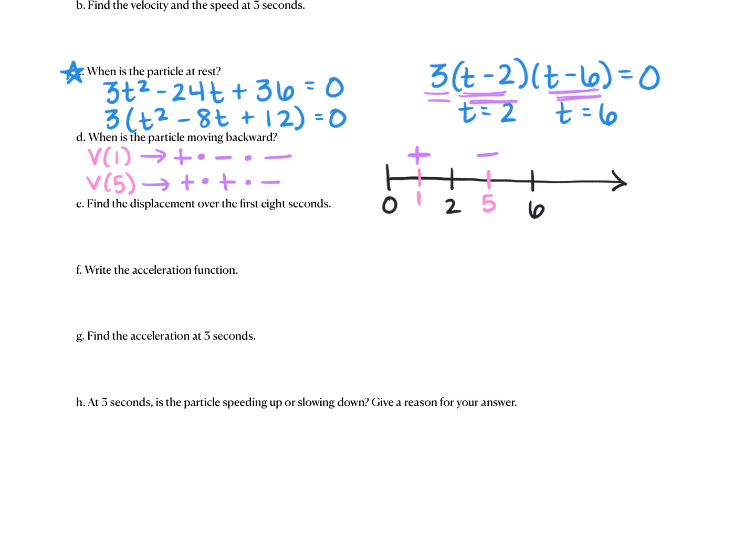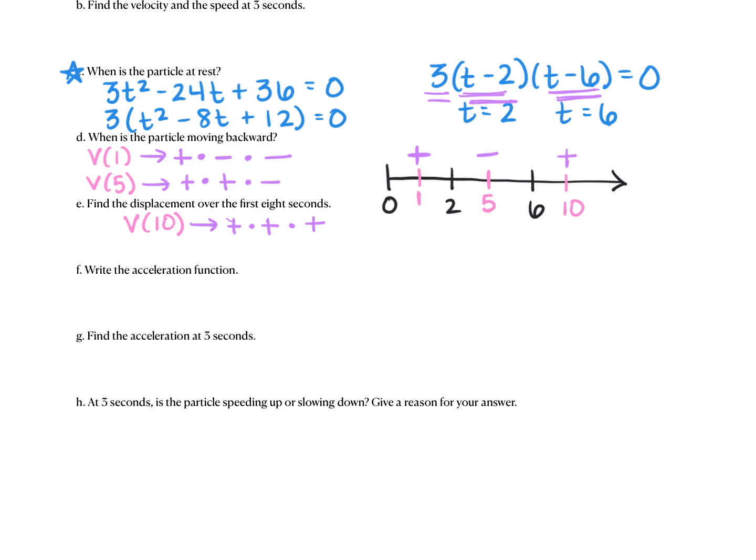And then my last region is somewhere after 6. So pick something after 6. I don't know, 10. Okay? Doesn't really matter what. And then I'm asking myself, v of 10, same process. Okay? My 3 is positive. 10 minus 2 is going to be positive. And 10 minus 6 is going to be positive. So this is also positive.